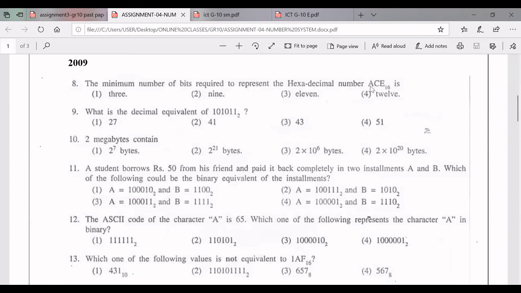So they are asking the minimum number of bits, right? Normally you know one hexadecimal digit is denoted by 4 bits. There are 4 bits, 4 bits, 4 bits. Altogether, here 4 into 3 it is 12, no? So the answer should be the fourth one, right? Fourth one, yes, right.